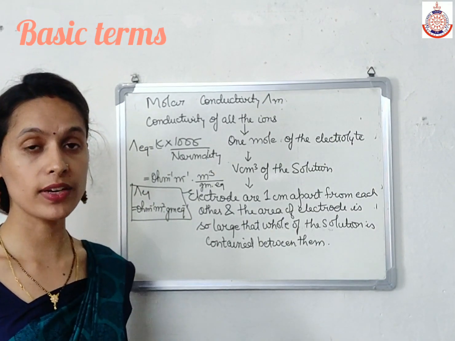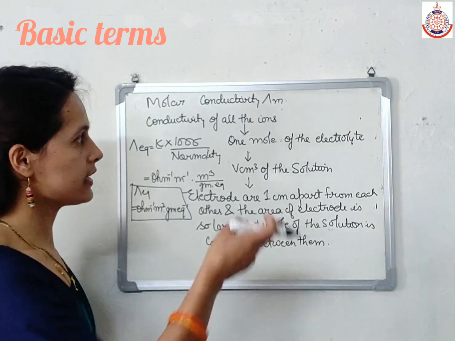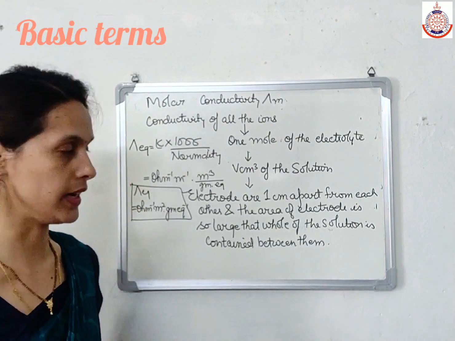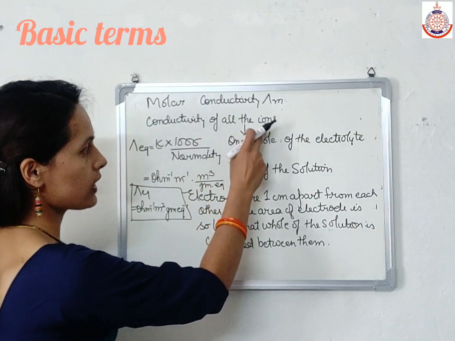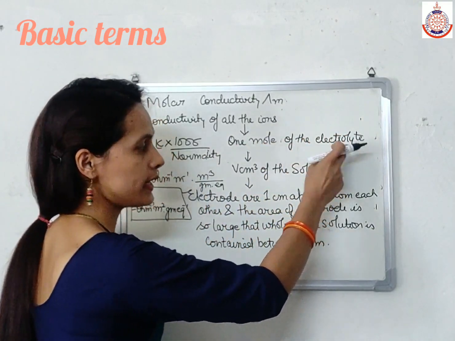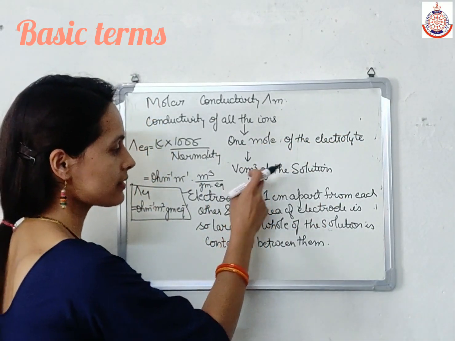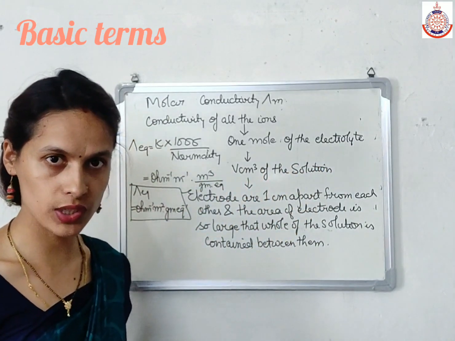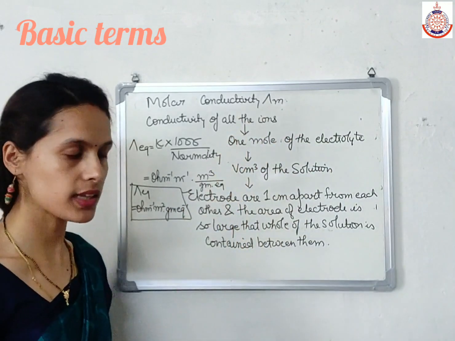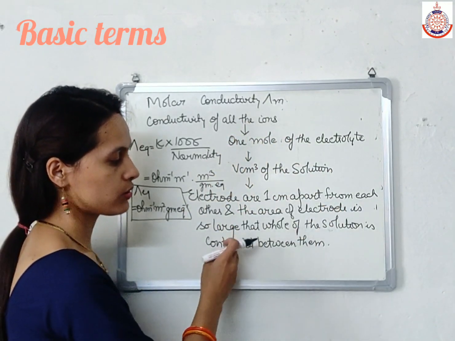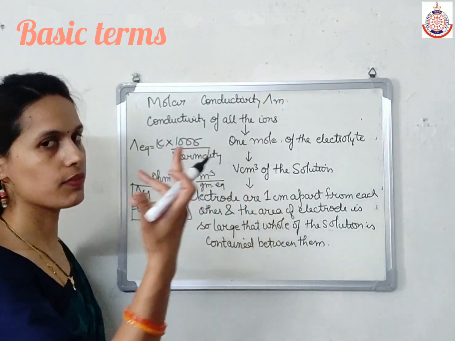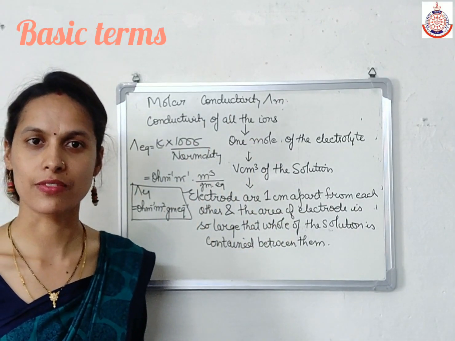That's why we are dealing with gram equivalent. Here it is molar, mole, there equivalent. That's why gram equivalent. So conductivity of all the ions produced from 1 mole of the electrolyte dissolved in V centimeter cube of the solution when the electrodes are 1 centimeter apart from each other and the area of electrode is so large that whole of the solution is contained between them. This is the definition of molar conductivity.